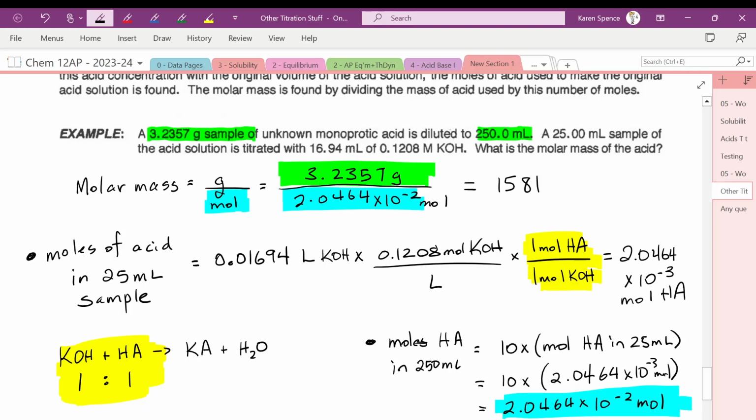I feel like I've done something wrong. This seems way too big. Oh, maybe I didn't. Did we get 158.1 grams per mole? Good.